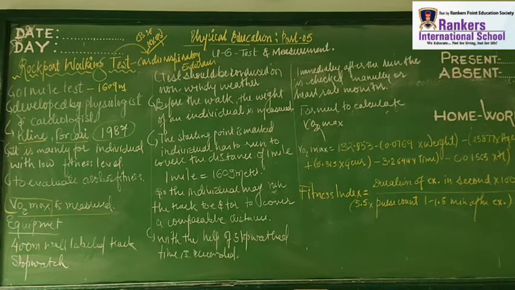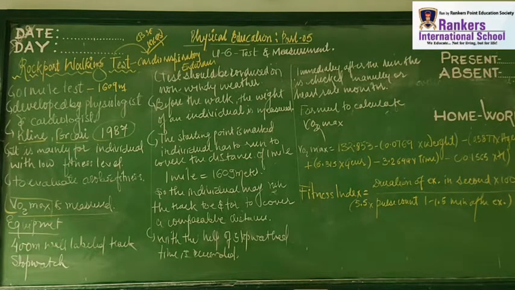We'll record the time after completing one mile, and immediately when this test is finished, we measure the beats per minute, right? So determine your maximum cardiorespiratory capacity, and I'll be telling you how to do that calculation. Okay, so let's understand it properly.